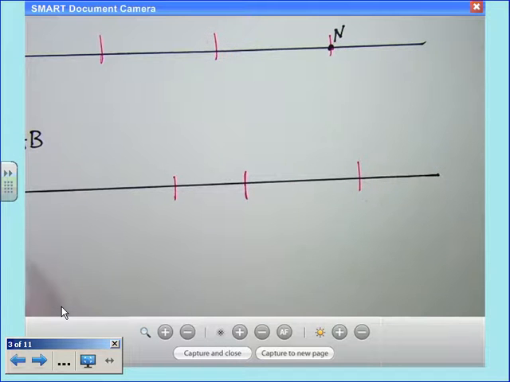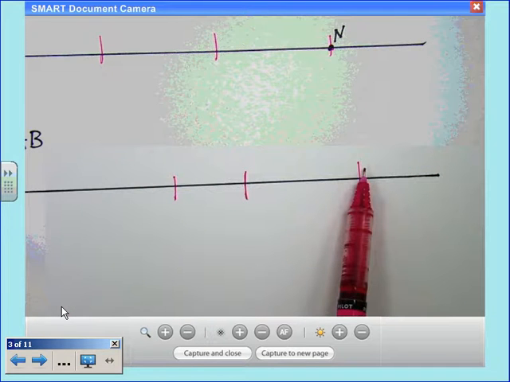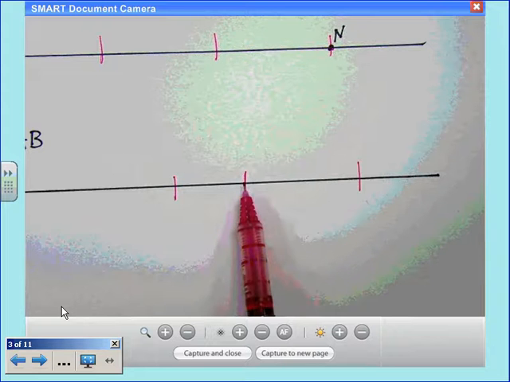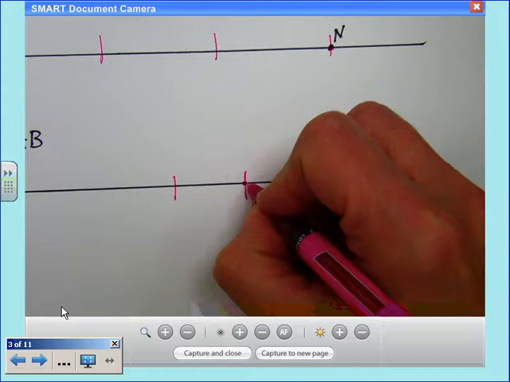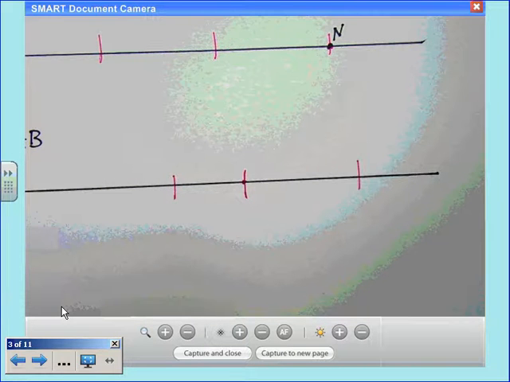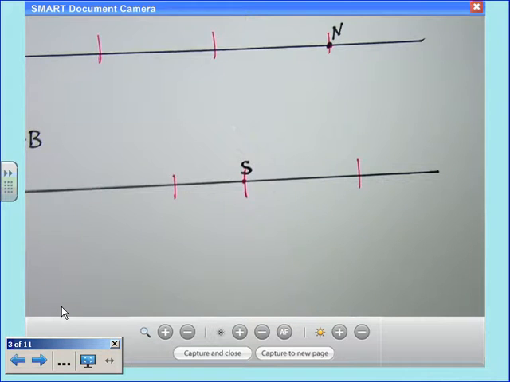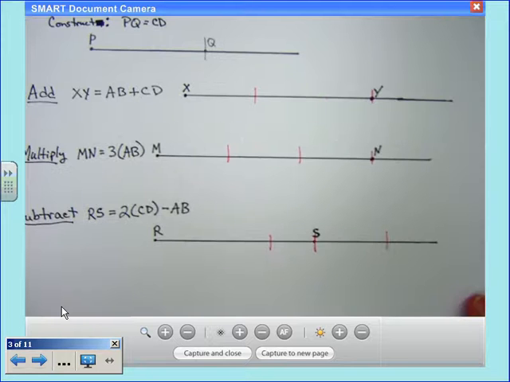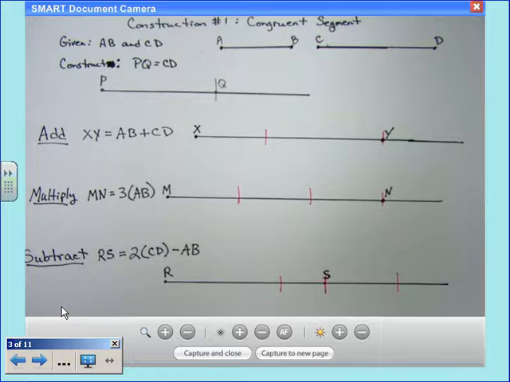Okay. Where did this construction finish? 1 CD, 2 CDs, minus AB. The arc where you finish is the last endpoint, or the second endpoint for your segment. So that is now going to be point S. Okay? Coming back out, and there we have it.